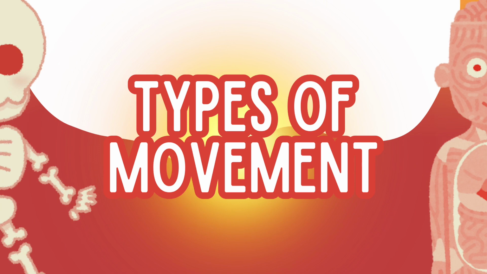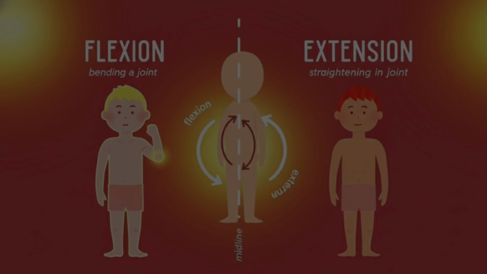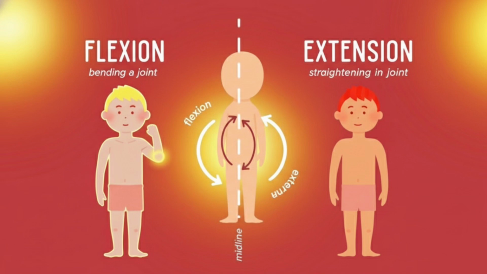Okay, next let's talk about types of movement. These are terms that describe how the body moves. Each movement changes the angle or position of body parts in a specific direction. Let's start with the basics, flexion and extension. Flexion means bending. It decreases the angle between two parts. And extension means straightening. It increases the angle.